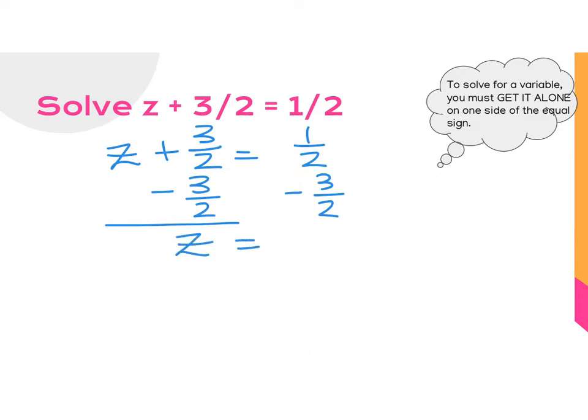And on the right side, we've got 1 half minus 3 halves. I know that I can add the opposite in order to make this easier to solve. 1 half plus negative 3 halves would be negative 2 halves, which simplifies to negative 1.